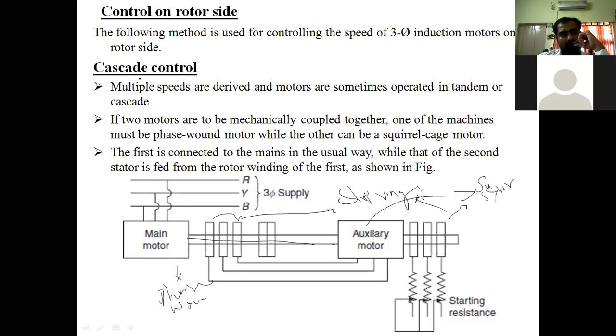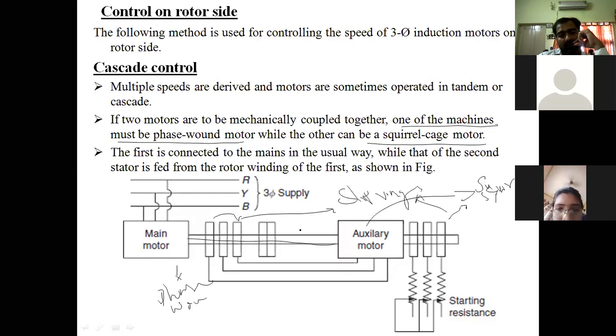Here, the second point I have written: if two motors are to be mechanically coupled together, then before the mechanical coupling we have to choose one motor as phase wound and another motor as squirrel cage. This is what I have written here: one of the machines must be a phase wound motor, while the other must be a squirrel cage motor. So we can take this motor and name it the auxiliary motor, because it is a squirrel cage motor.